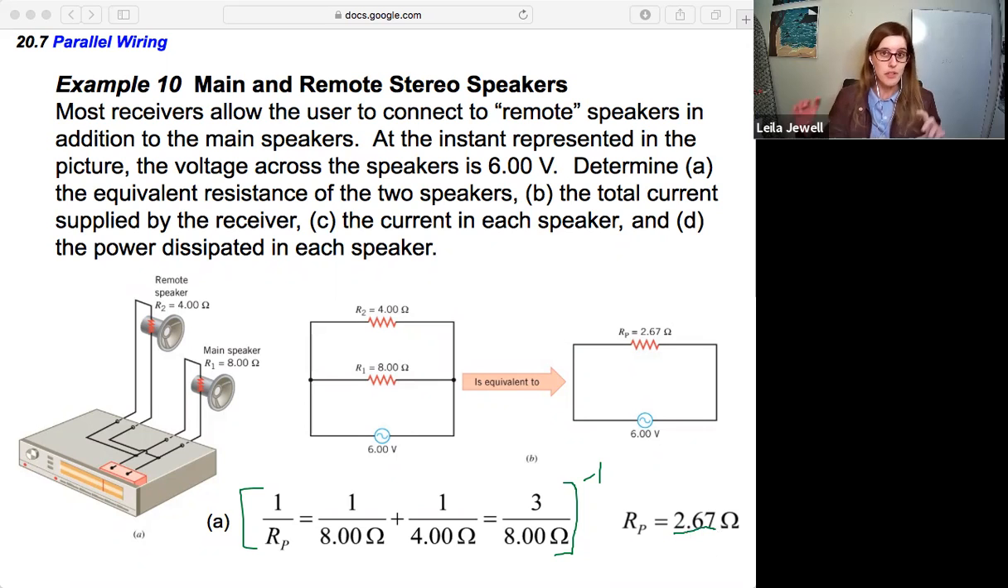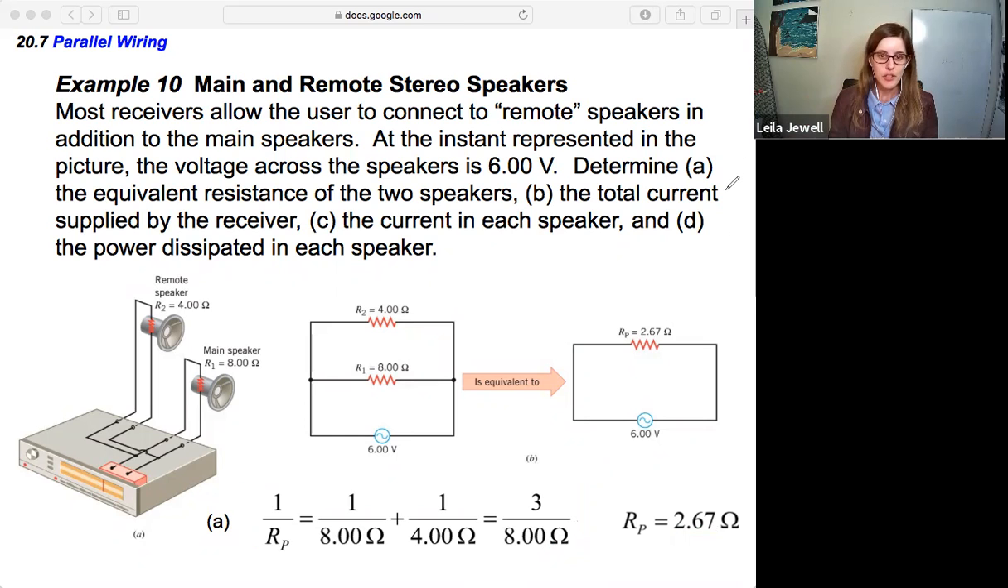And one clue that you haven't yet inversed it is if your ohms appear in the denominator. That's not the right units of resistance. So that's a sign that you do need to invert it. Right, so there's the first part.